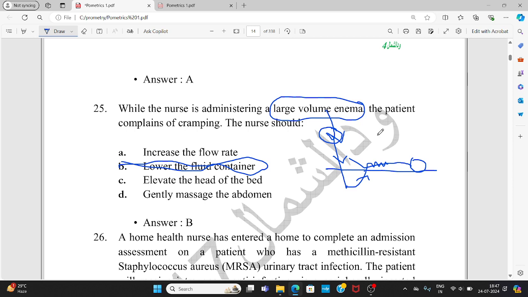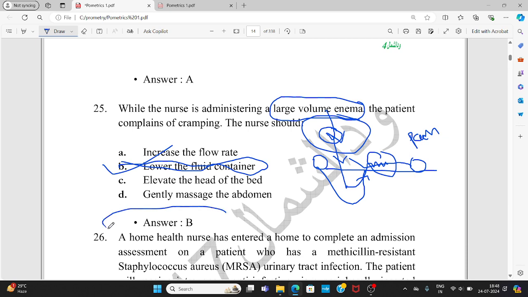So the patient is complaining of pain. Patient is saying, "Oh, I am getting pain." So now what you should do? This fluid container which the nurse is holding should be held low. Okay. So that is important. Lower the fluid container. Very important. Okay.